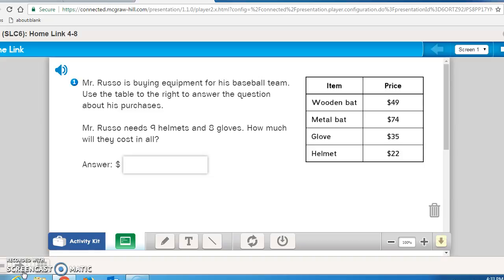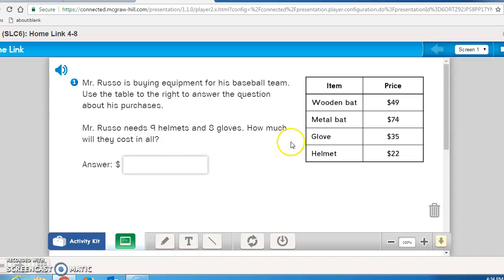Now we're coming up to Math Masters, page 166. And it reads, Mr. Russo is buying equipment for his baseball team. Use the table to the right to answer the question about his purchases. Mr. Russo needs 9 helmets and 8 gloves. How much would they cost in all?